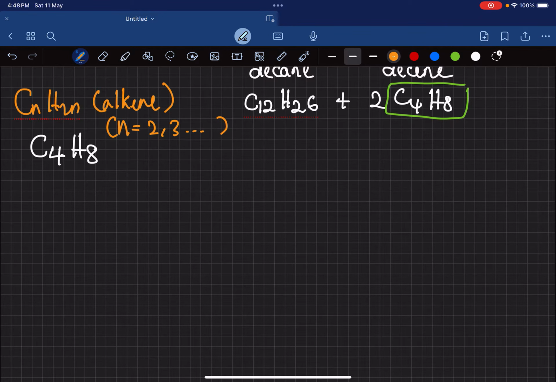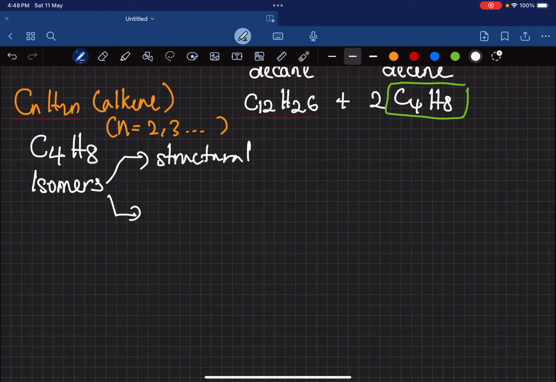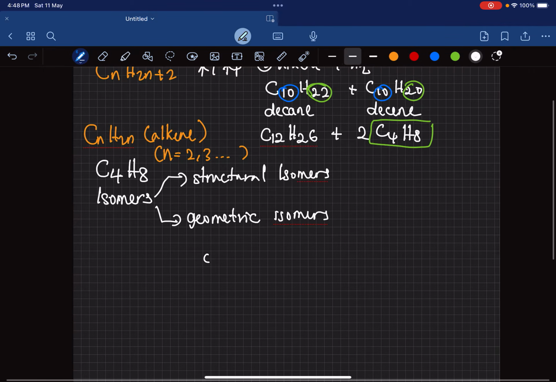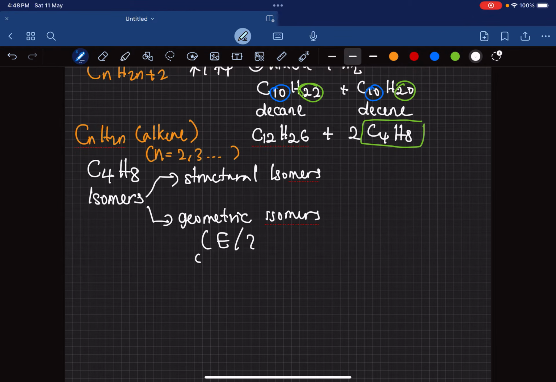For this one, there are so many possibilities if we want to draw isomers. There are 2 types of isomers: one is structural isomers, and the other is geometric isomers. Geometric isomers are like the E and Z, and also cis and trans. Cis and trans are the same as E and Z.